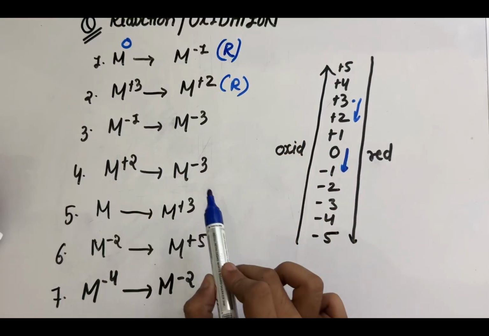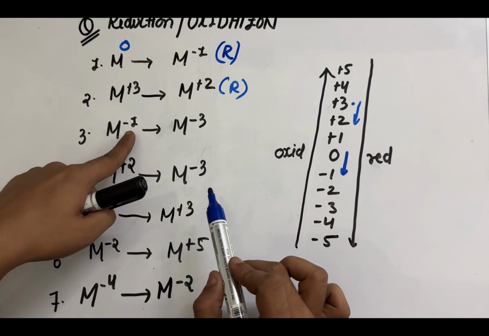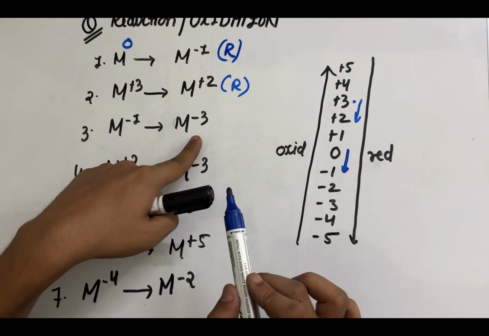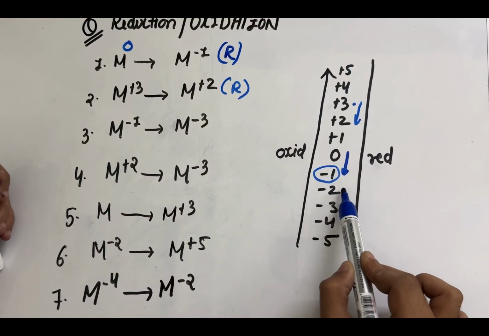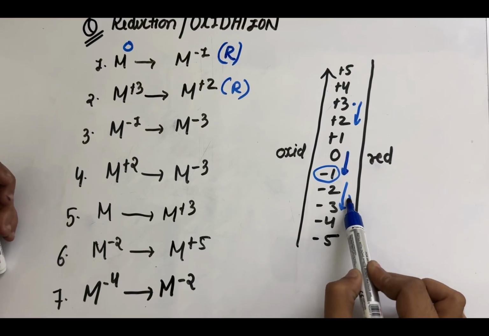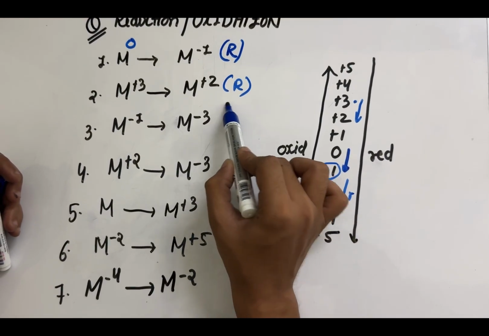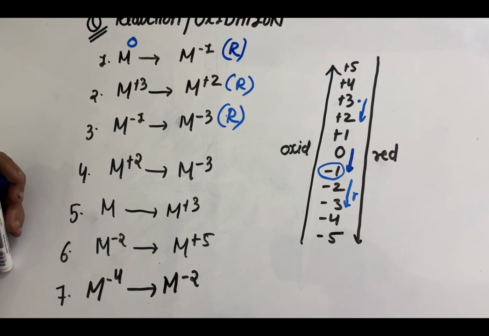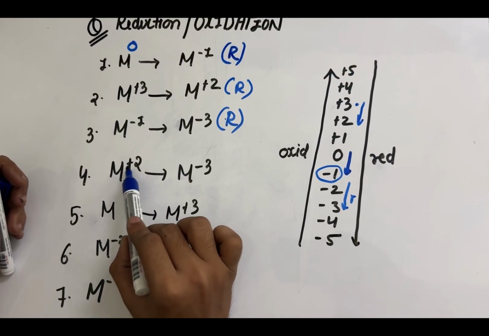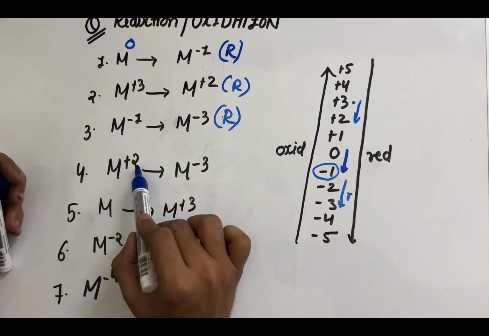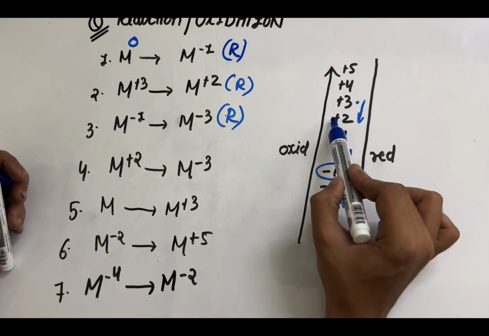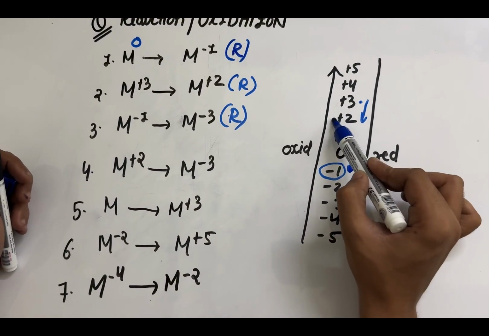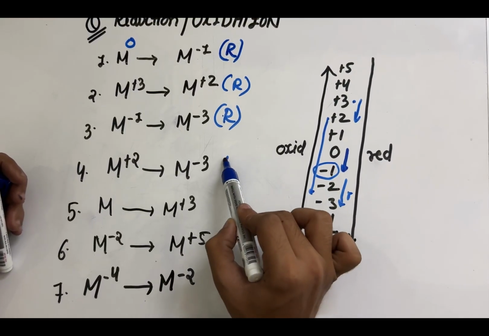Now let's come to the third part. Initially it was minus 1 but now it is minus 3. So it was minus 1 and now it becomes minus 3, so it is a reduction. Okay. Now let's come to the fourth example. Initially it was plus 2 charge on M but now it becomes minus 3. Plus 2 but now it is minus 3. See, this is also a reduction case.